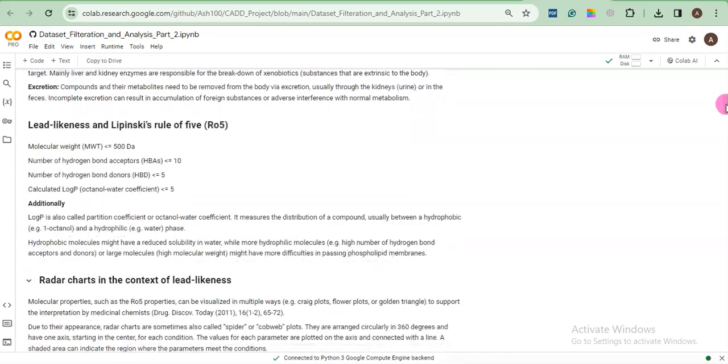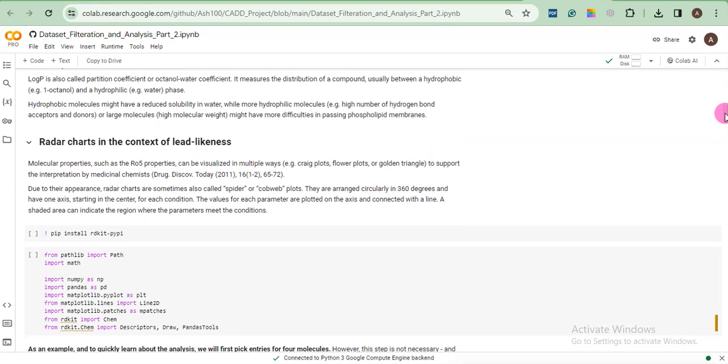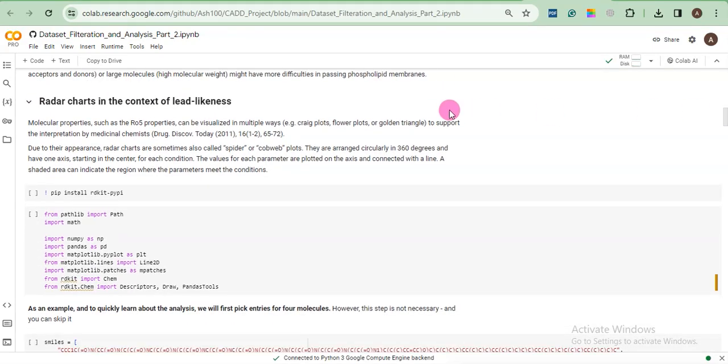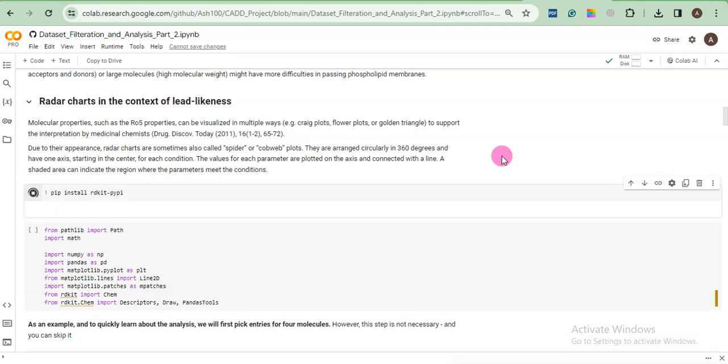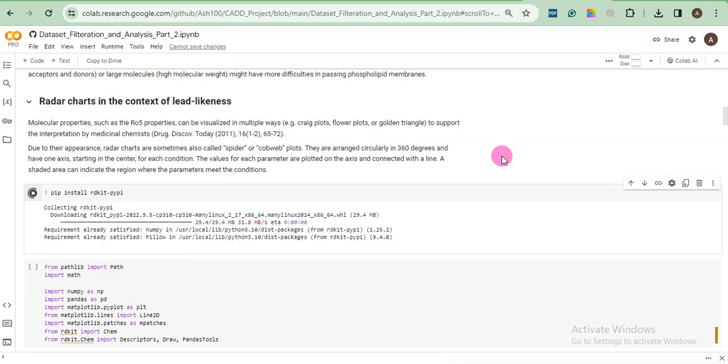This radar chart is also called a Greg's plot, flower plot, golden triangle, whatever you can say. You can read more about it in this paper if you want. And I told you what the radar chart does, so I hope you will understand the meaning of a radar chart now. So let's install RDKit.